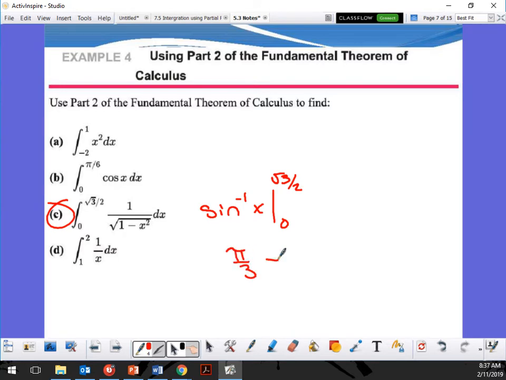And 0, minus the bottom side. So where is sine going to be equal to 0? 0 is going to be 0. 0 is 0 pi. So my answer is going to just be pi over 3.